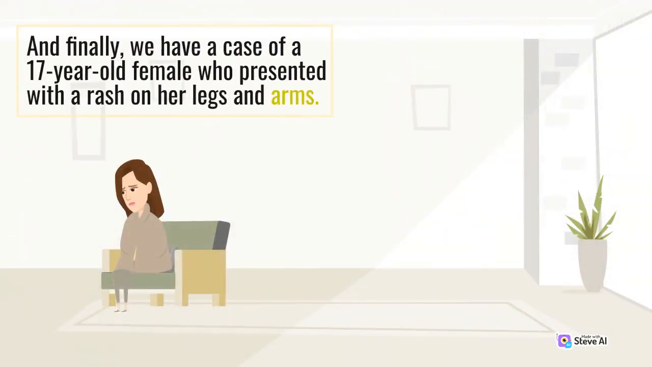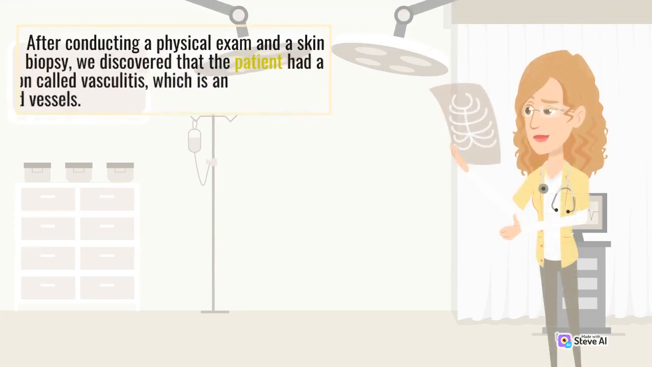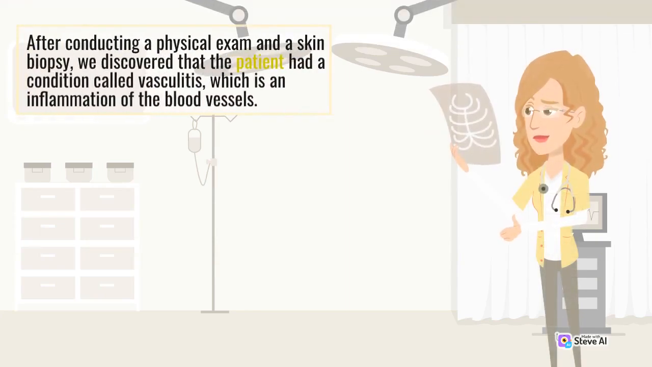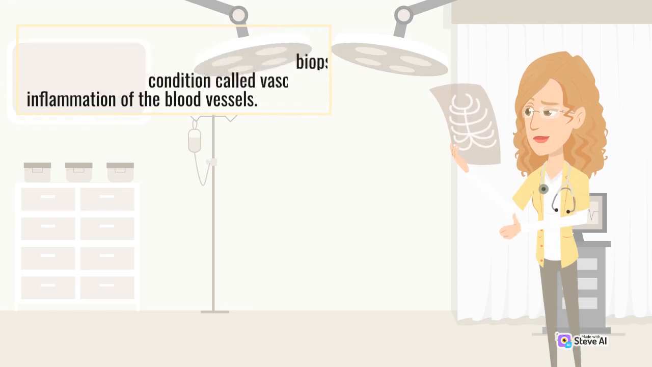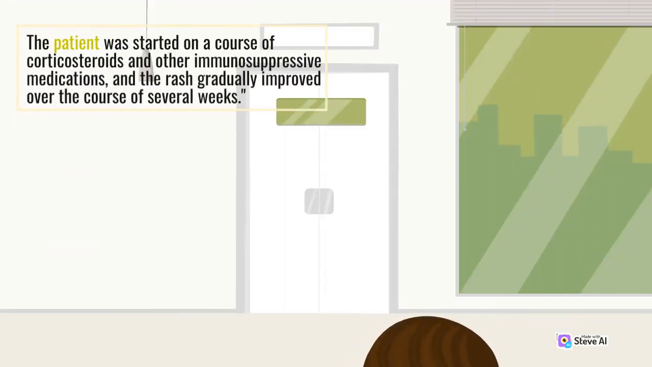And finally, we have a case of a 17-year-old female who presented with a rash on her legs and arms. After conducting a physical exam and a skin biopsy, we discovered that the patient had a condition called vasculitis, which is an inflammation of the blood vessels. The patient was started on a course of corticosteroids and other immunosuppressive medications, and the rash gradually improved over the course of several weeks.